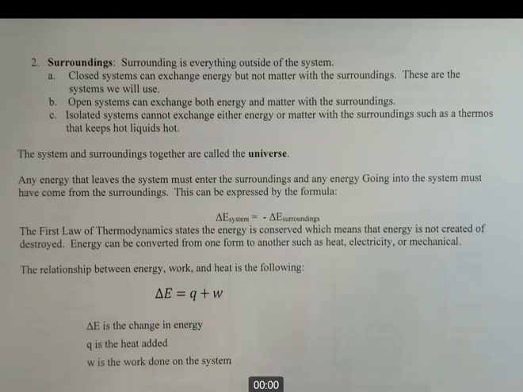However, in chemistry, when we talk about energy, at this level of chemistry, we're purely interested in heat energy at this time. So delta E is the change in energy, Q is the heat added, and W is the work done on the system.